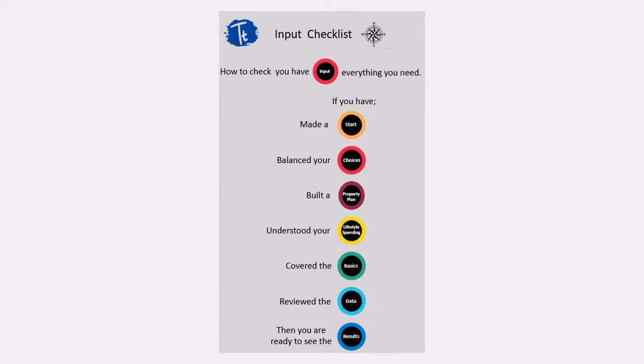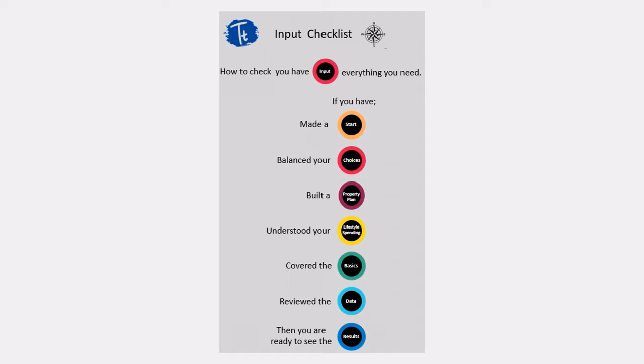Now let's look at a useful tool called the input checklist. And as the name suggests, it summarizes all the information you might need to enter to create your own personalized plan. It basically replicates the menu structure you see at the top of the page with starting information, choices, which include two tools for property planning and lifestyle spending, basics, and a review of all the data before going to see the results of your plan.